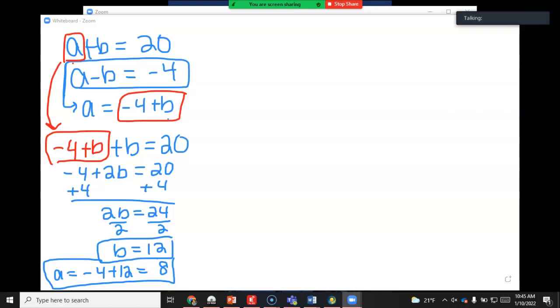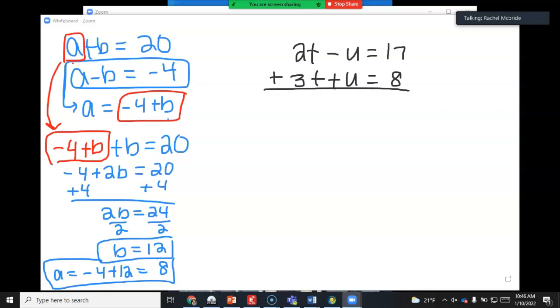Elimination. So we could look at something like number 7. So you have 2t minus u equals 17. 3t plus u equals 8. Elimination is where you add or subtract the expressions together to eliminate a variable. So in this problem, if I add these two equations together, the u's are opposites or additive inverses of each other.